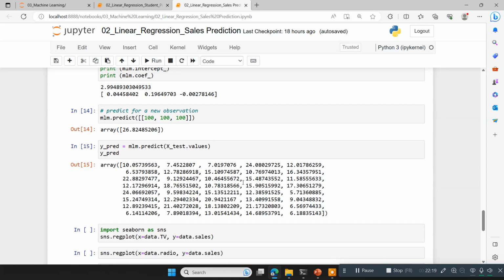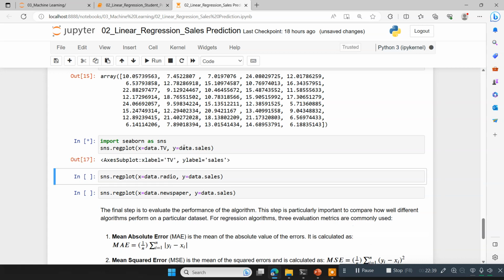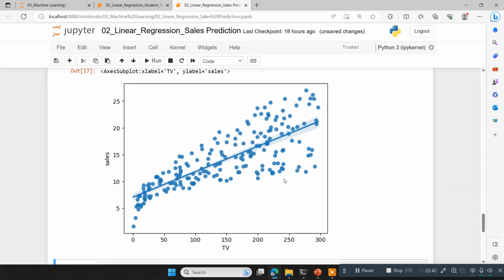Before you evaluate a model, you can also find the relationship between variables like TV and sales. Using Seaborn, you can plot a regression plot. So here we are importing Seaborn as SNS, then SNS dot regplot between TV and radio. You can see there's a positive relation, meaning if the TV value increases, then the sales value also increases. So there is a positive correlation.